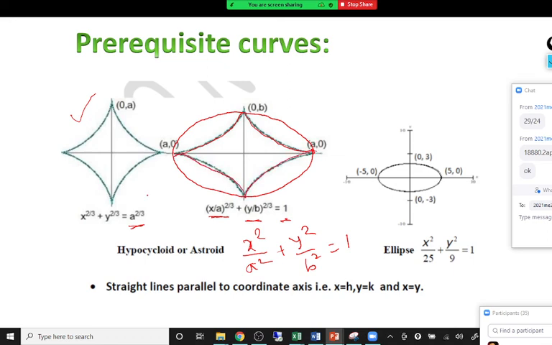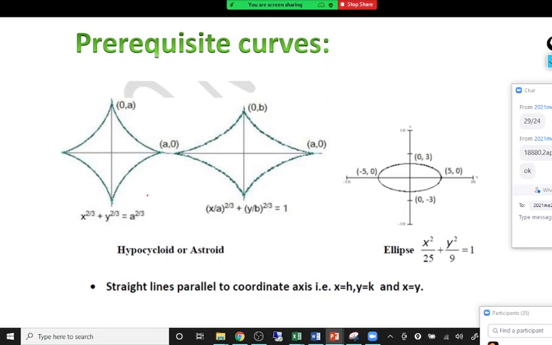So I'm not giving you the curve tracing part. I'm just telling you to remember these curves by heart, because we don't have that much time to go into curve tracing. Don't waste your time learning the curve tracing. It's not required that much. If you have enough time, then you can go through it.